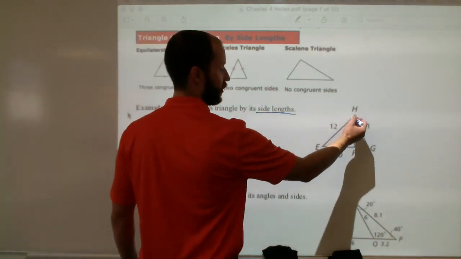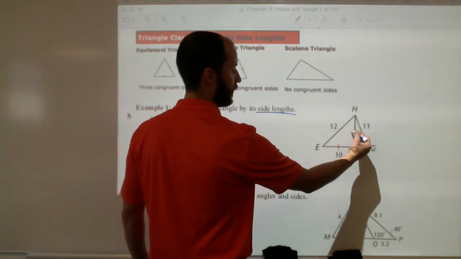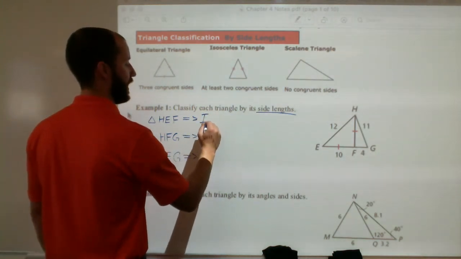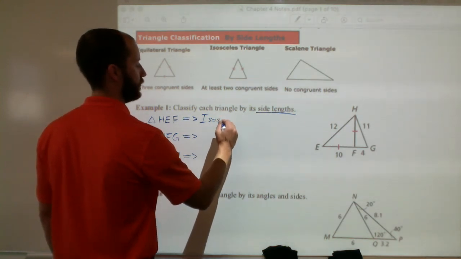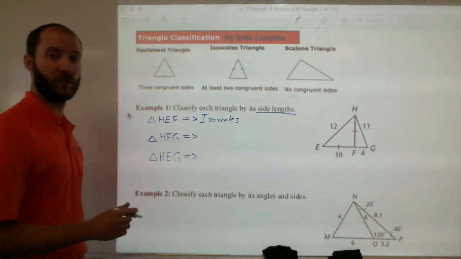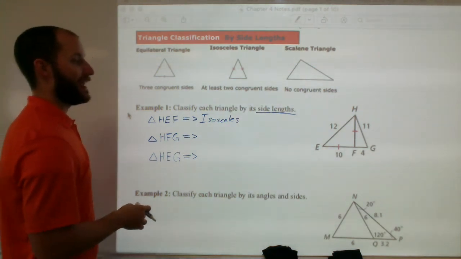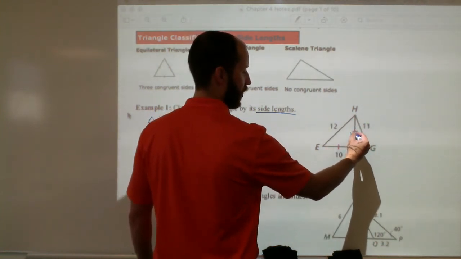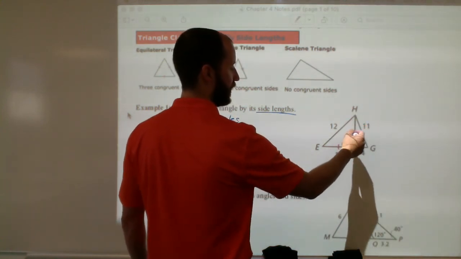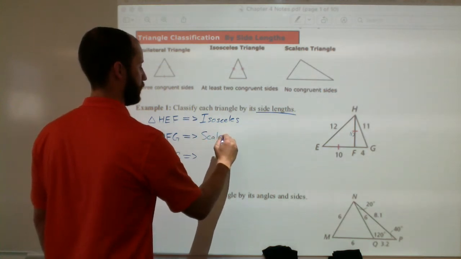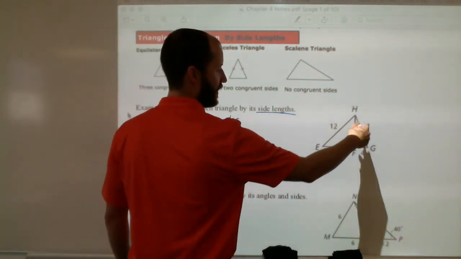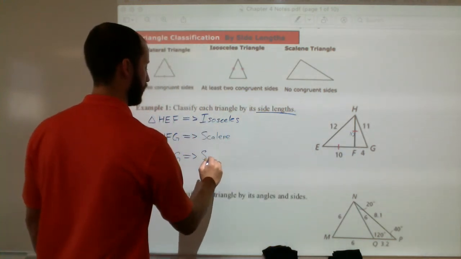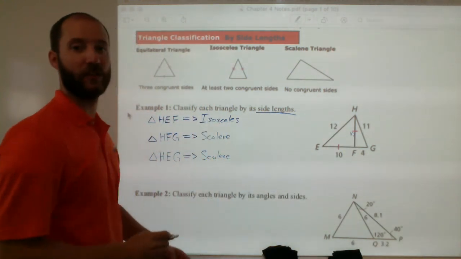So HEF, the triangle on the left. Now we see we have these congruency tick marks. So we have 2 congruent sides, which means this would be classified as isosceles. All right, because of those 2 congruent sides. HFG, we have an 11, we have a 4, and then this tick mark down here is 10, so this tick mark right here is also 10. So HFG, we have an 11, a 10, and a 4. We have no congruent sides, so that would be scalene. HEG, a 12, a 10, and a 4 gives us 14 and 11. So 12, 14, 11, again, no congruent sides. So that is a scalene triangle as well.